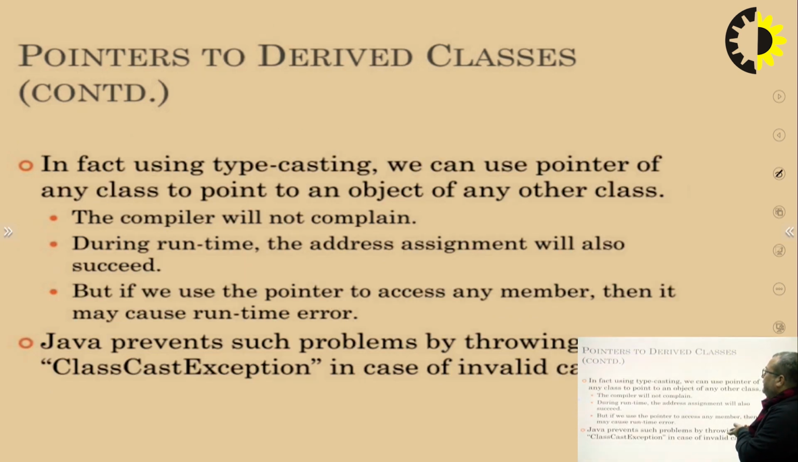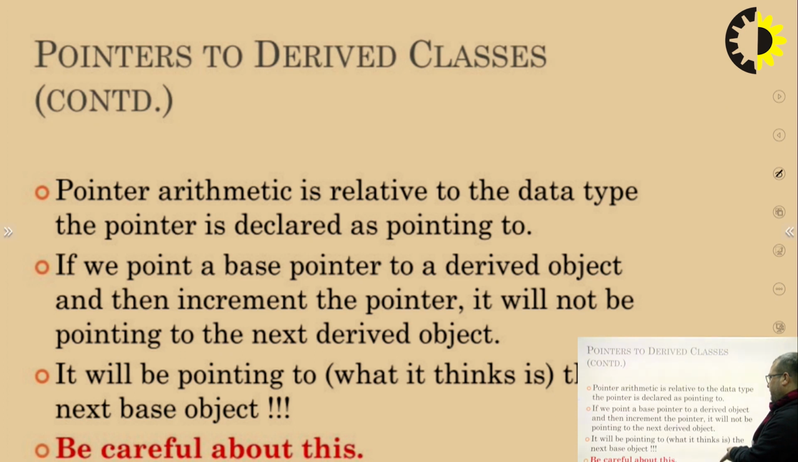Similarly, like a pointer to any class, you can make a pointer to a derived class simply by using the asterisk. Pointer arithmetic means if you add something like +1 or +2, it moves to the next location. One important thing: pointer arithmetic is relative to the data type the pointer is declared as pointing to. If you point a base pointer to a derived object and then increment the pointer, it will not point to the next derived class object, but to the next base class object.